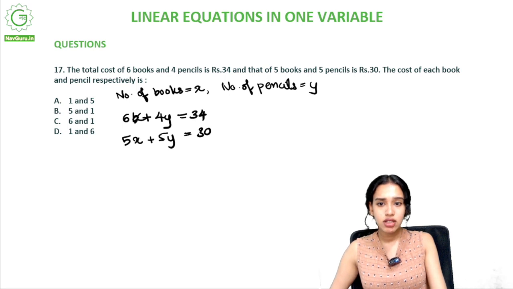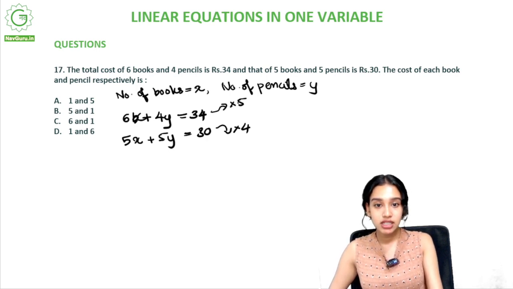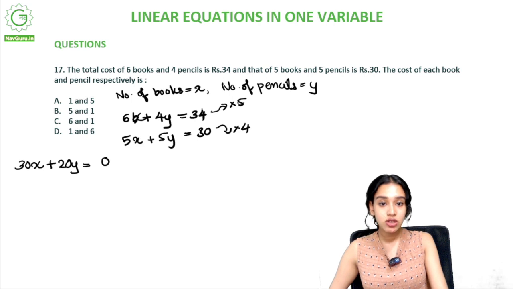So again, let's make the coefficient of any variable the same. So we'll multiply this equation by 5, and we'll multiply this equation by 4, so that 4 into 5 becomes 20 and 5 into 4 becomes 20. So what answer do we get? 6 into 5 is 30. So 30x plus 20y is equal to 34 into 5. 4 into 5 is 20, 2 balance. 5 into 3 is 15 plus 2 is 17.